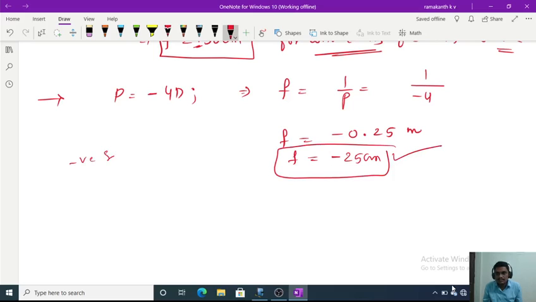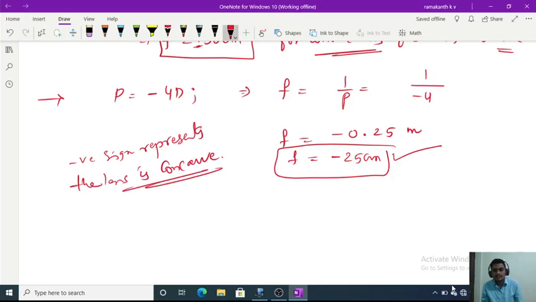Your negative sign represents that the lens is concave. Okay, so this is about the power of the lens.